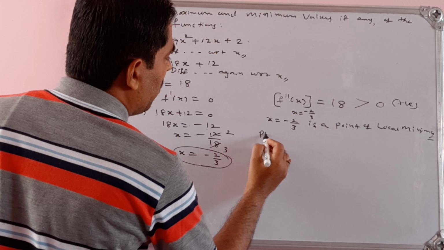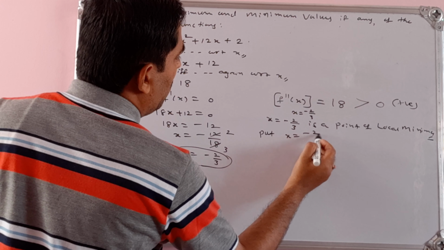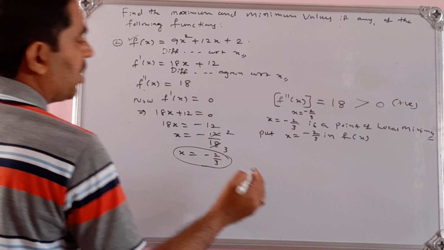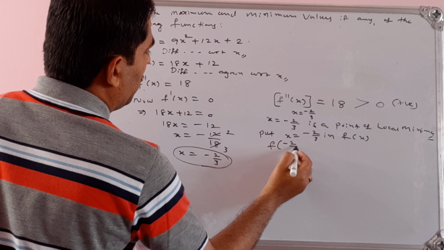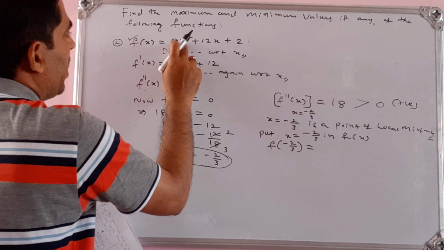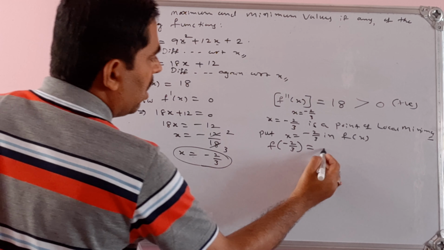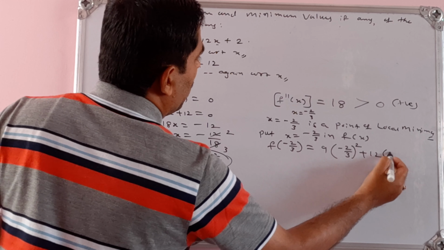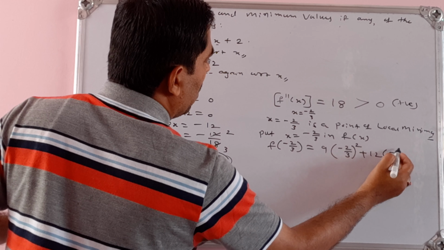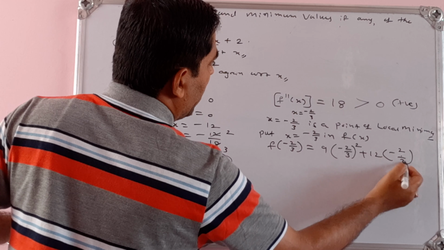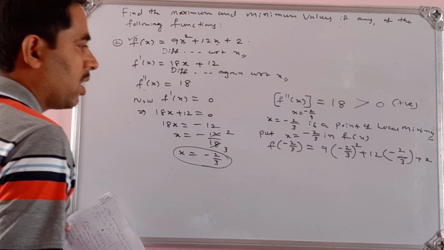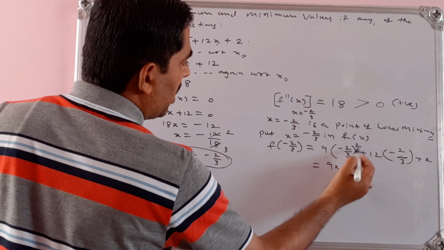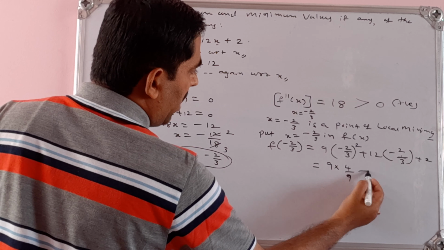So what is the minimum value? Put x is equal to minus 2 by 3 in the given function to get the minimum value. The function is here, so I am putting it there. f of minus 2 by 3 is equal to, substitute minus 2 by 3 in place of x: 9 into minus 2 by 3 whole square plus 12 into minus 2 by 3 plus 2 constant. Then 9 into minus 2 whole square means 4, 3 square means 9.